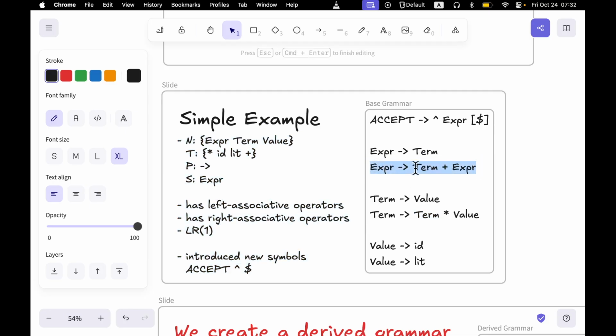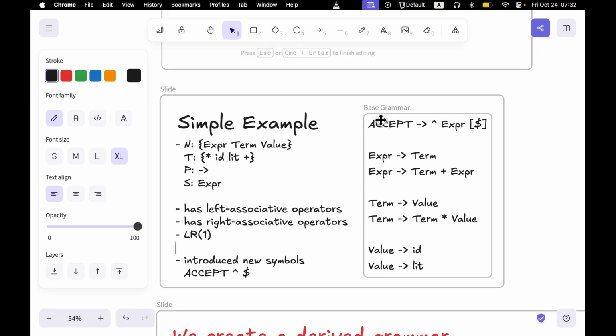Expression produces term plus expression, which encodes this plus operator that is right associative. And to parse this grammar, we introduce a new rule and 3 new symbols. We introduce the terminal symbols start of file, or begin, and end of file, and we introduce a non-terminal symbol, accept. And we succeed in parsing when we get to this non-terminal symbol.